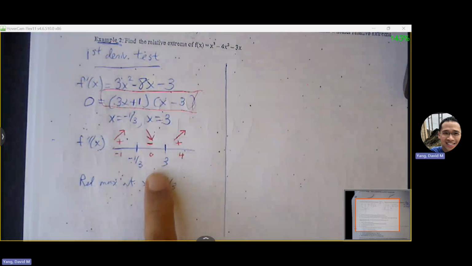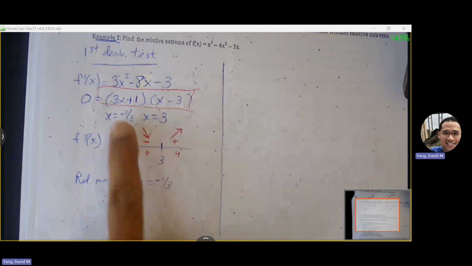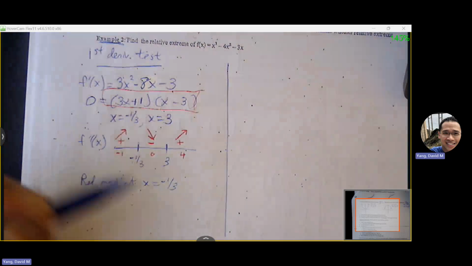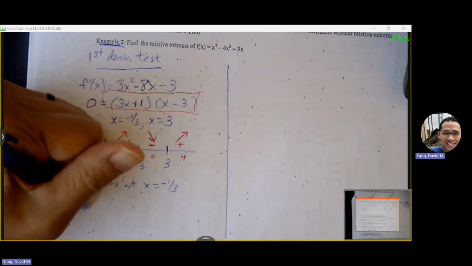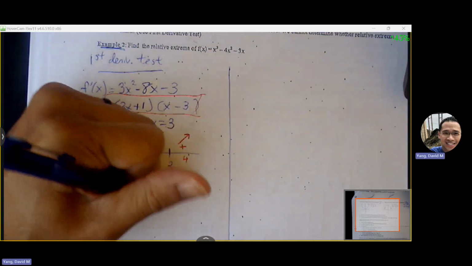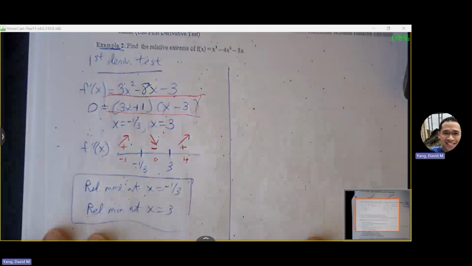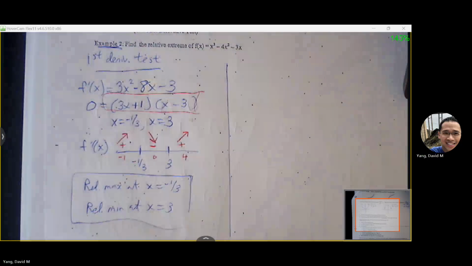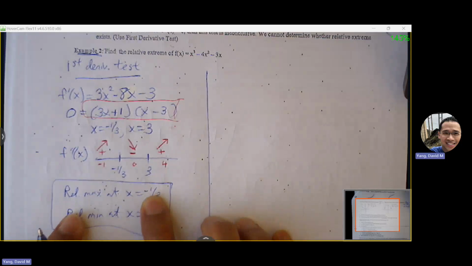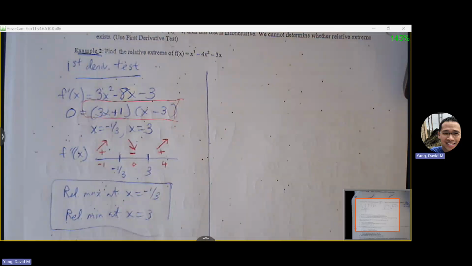What do you expect at 3? Relative min, right? The arrows are indicating how the graph is moving. The graph is falling, followed by rising. So relative min at x equals 3. Okay. So we know this is true. Let me show you what the second derivative test looks like. We'll get the same result, but a different path.